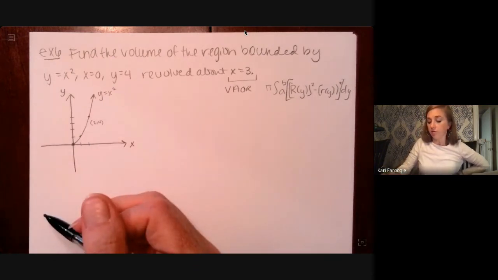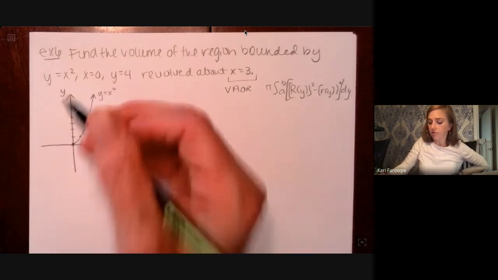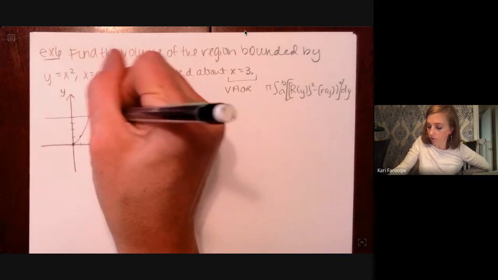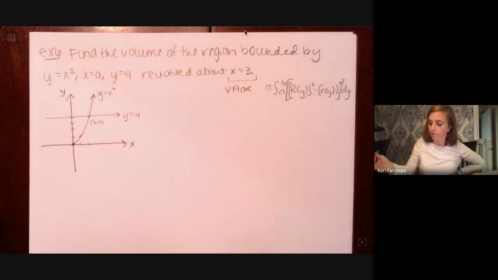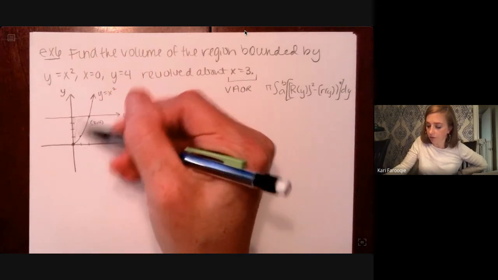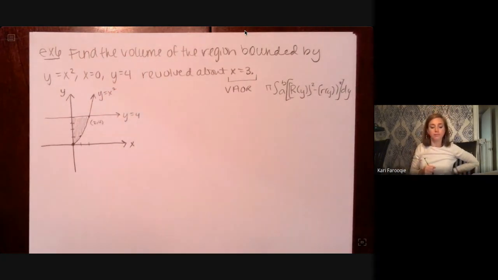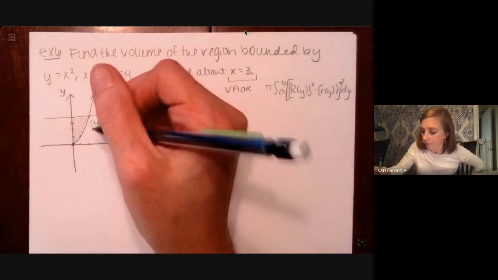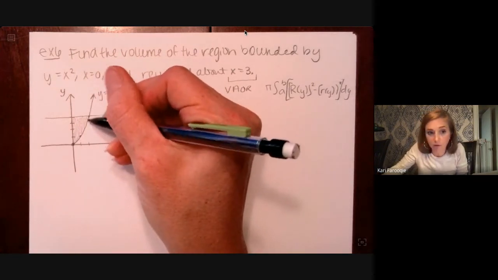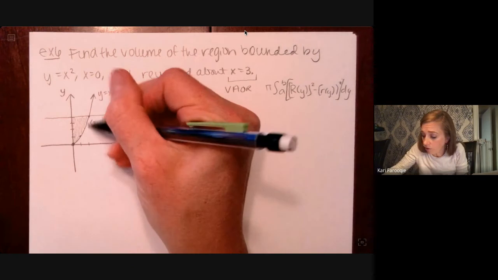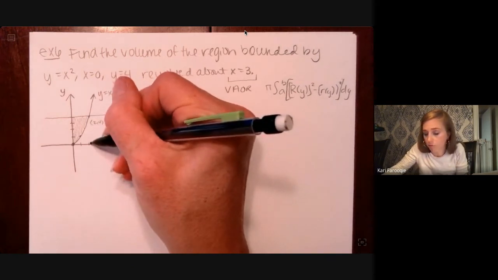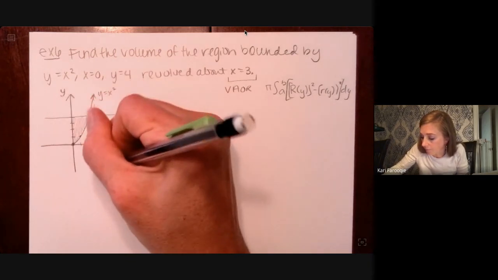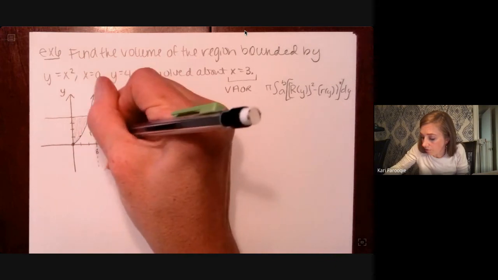Here's y equals x squared. x equals 0 is the y-axis. I am also bounding this by y equals 4, which is the horizontal line that goes through y equals 4. All right, so there's my figure. I'm revolving this about x equals 3. So notice that if I revolve this about x equals 2, I would still have a washer because I would only touch the axis of revolution at one point. But I'm not even doing that. I'm moving this over to 3. And then I'm revolving it about this axis.